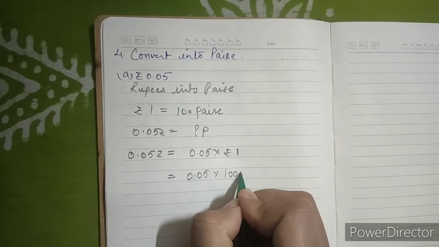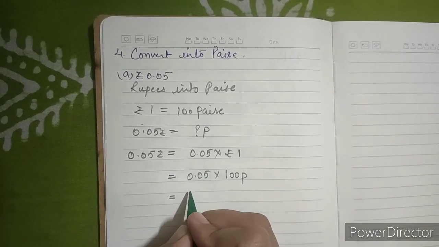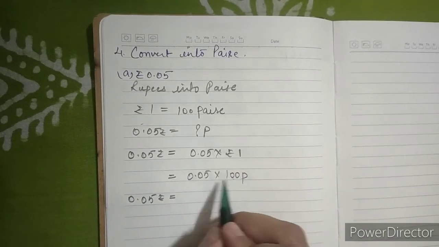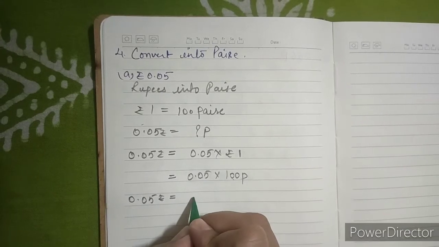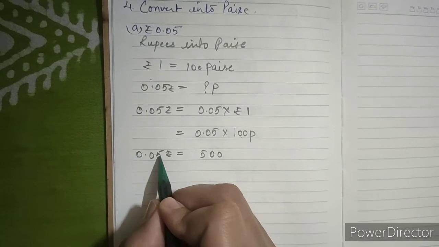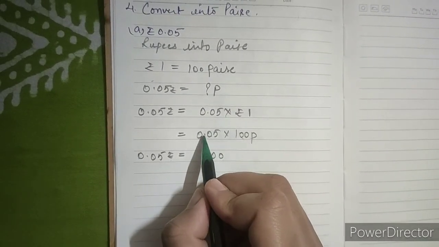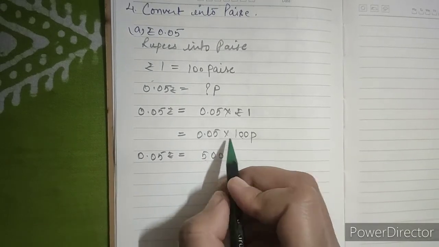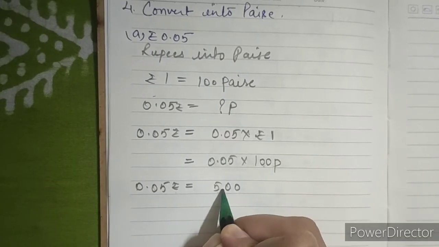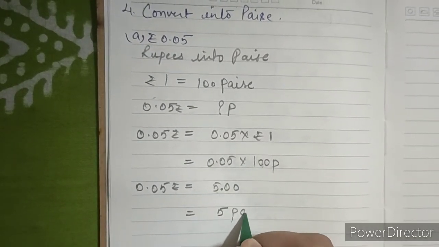So we will write 0.05 into 100 paisa. Now 0.05 rupees equals, we have to multiply it. So we will get 500, because we have multiplied 0.05 into 100 paisa. So we will count 1, 2 from the right hand side and we'll put the decimal. So our answer is 5 paise.